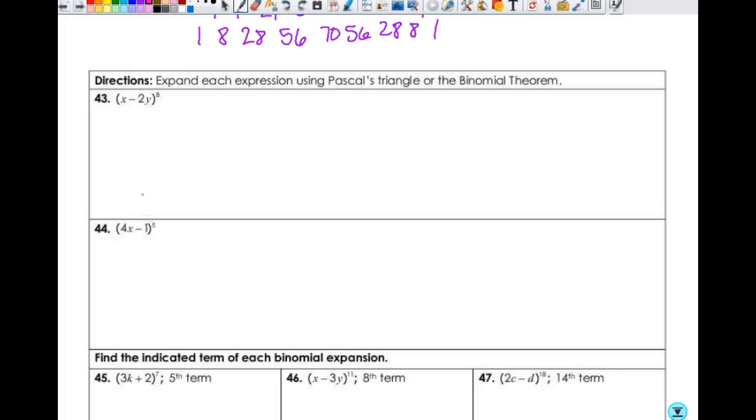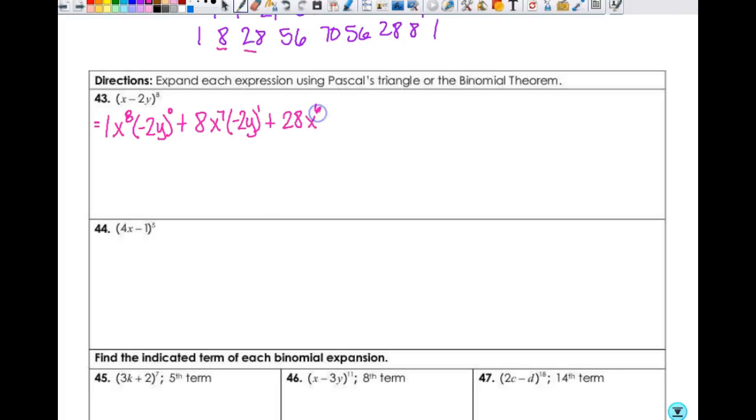So if I'm going to use this 8th row here, right, my very first coefficient is 1 from right here. Then I take this a, which is x, to the 8th power, times that negative 2y to the 0 power, plus, then I use 8. 8 times x to the 7th times negative 2y to the 1st, plus, then I use 28.